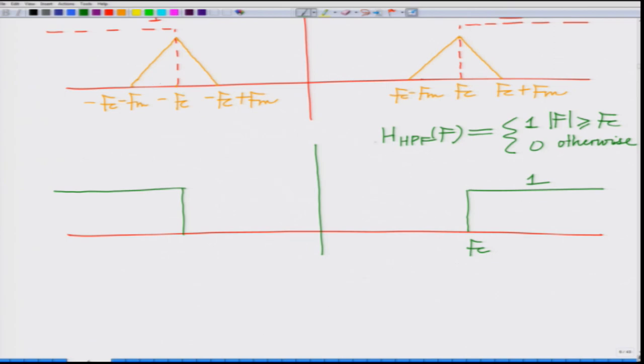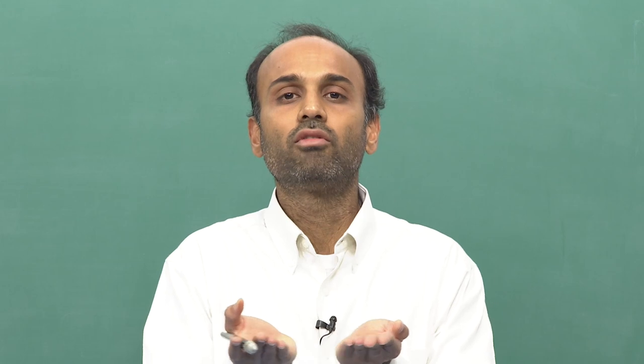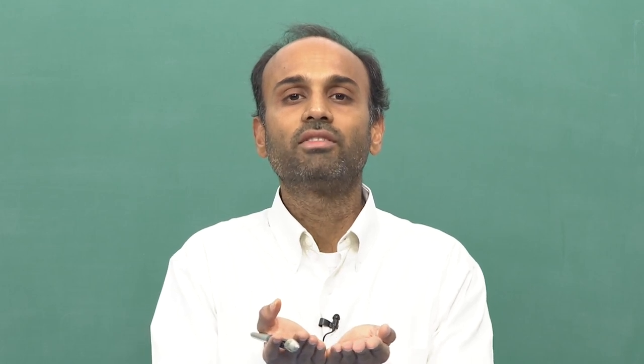So the cutoff frequency is equal to fc, that is basically an ideal high pass filter. And realize it is an ideal high pass filter. In practice, it is very difficult to design such filters, but it is an ideal high pass filter which has gain unity for all frequencies greater than or equal to fc, and it has gain exactly equal to 0 for all frequencies between minus fc to fc.